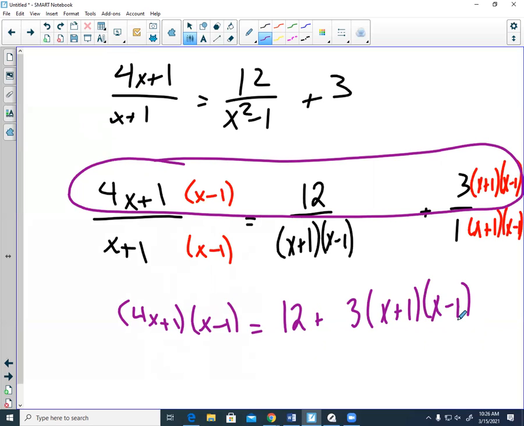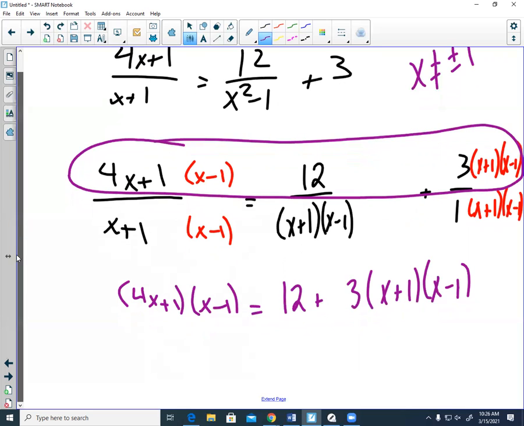I don't really have to do anything with the denominators. The only thing with the denominators is I should probably make sure that I know x can't equal positive or negative 1. Everything else is okay. And now I'm going to go through and double distribute and solve this exactly like I would a normal algebra problem that I would have learned in 9th grade.